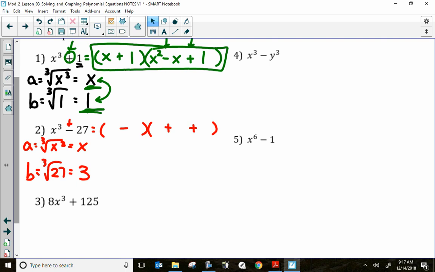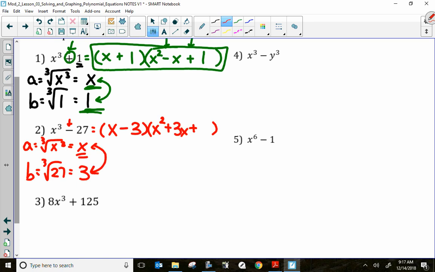So let's fill this in. It's A and B in the first two. So my A is x, my B is 3. A squared, so it's x squared. A times B, that's 3x. And B squared, 3 squared, that's 9.